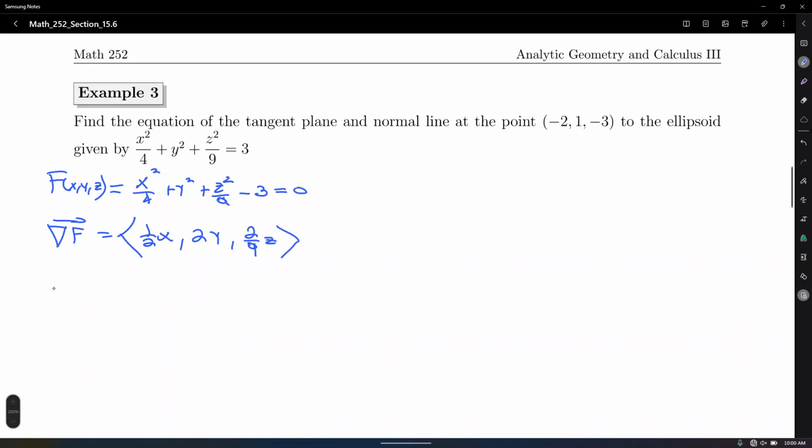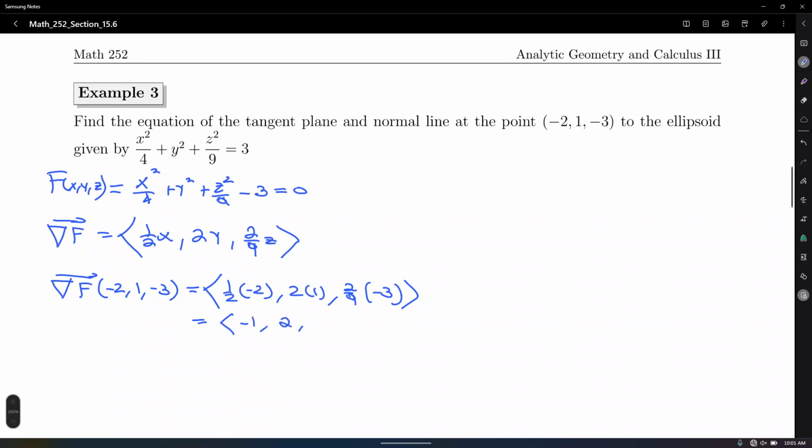Let's evaluate the gradient vector at the given point, that is (-2, 1, -3). That is 1/2 times -2, 2 times 1, and 2/9 times -3. Let's do some simplifications here. So that's going to give us what? -1, 2, -2/3. Okay, so well, that's something we already did, but now we're going to give these numbers, these quantities, a different use.